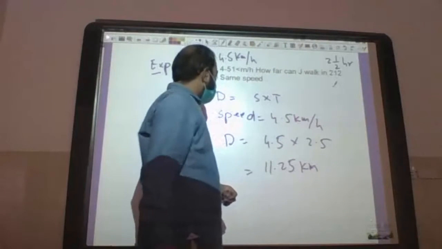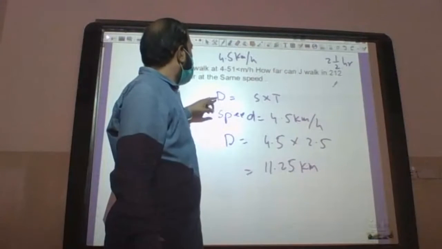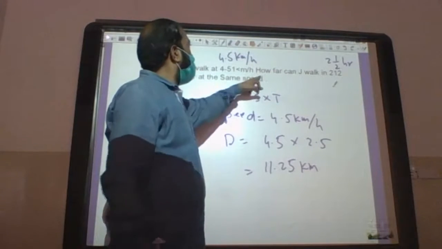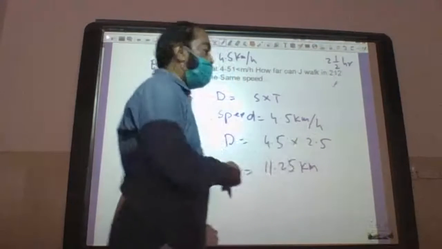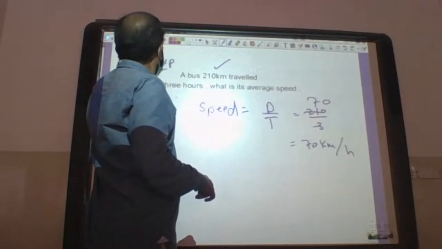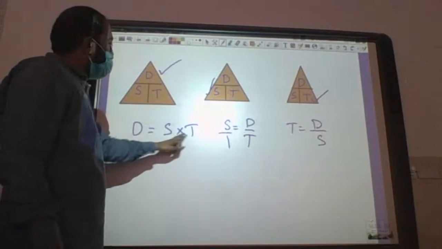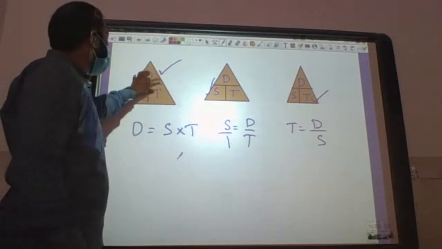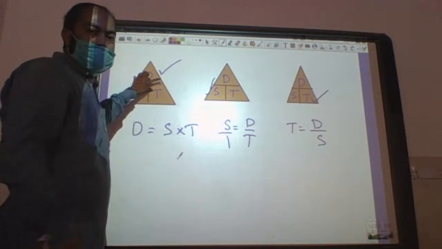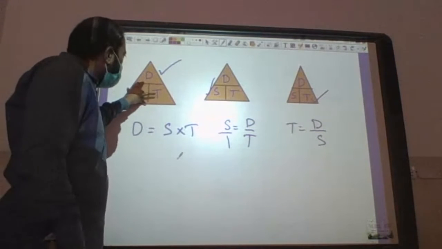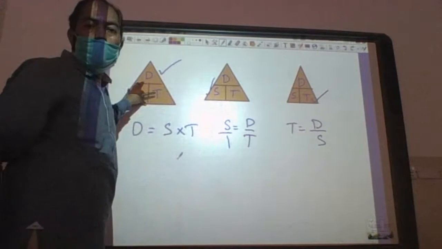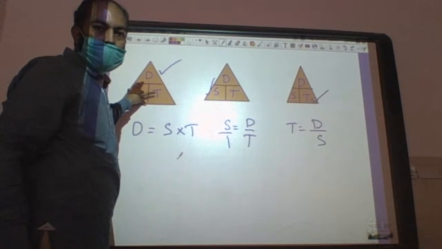So how far, meaning distance, I have to find. And distance, you know, from this one, you look: distance means speed multiplied by time. So this figure should be in your mind. Then you can easily formulate. If you know only this figure, the rest you may manipulate easily.